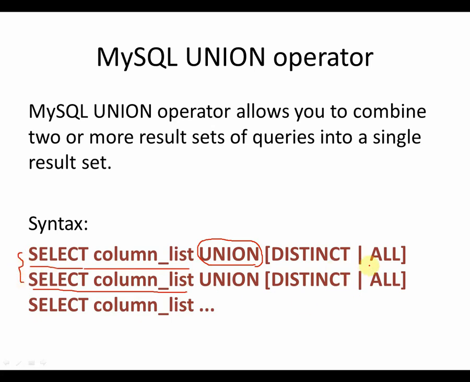Now what is the meaning of all and distinct? Distinct means it does not let any repetitions in the result set, whereas all allows all the rows in the result set. Even if they are duplicated, all the rows are displayed. So this is the example of syntax.